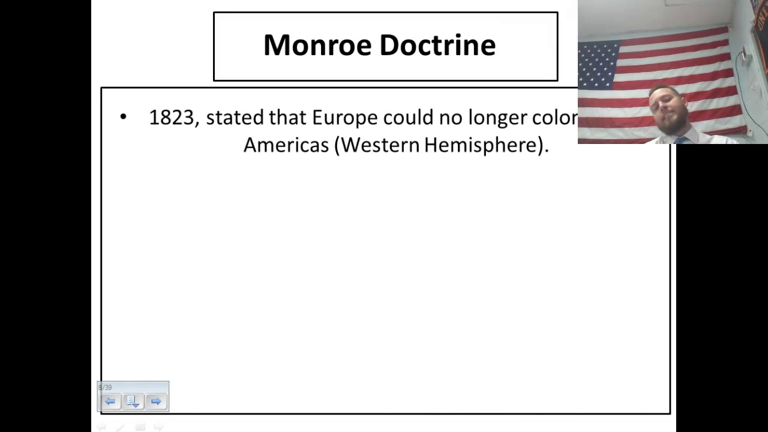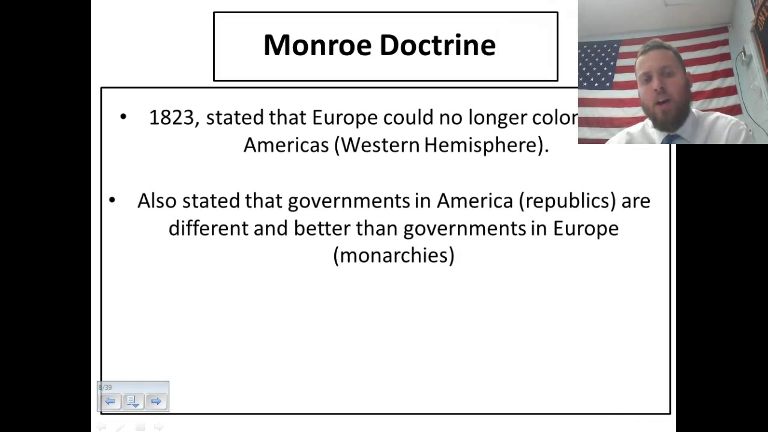First thing, in 1823, it stated that Europe could no longer colonize the Americas, the Western Hemisphere. No more European colonization. It's already happened, but we ain't dealing with it anymore. Why do we not want more colonization? Well, because it stated that America is republics. We have republics in America, and we're different and better than governments in Europe, which have monarchies.